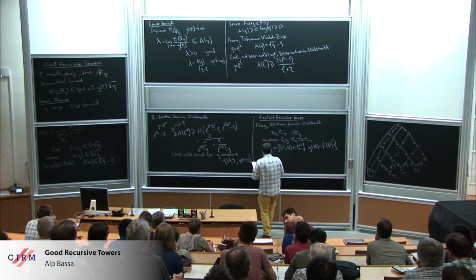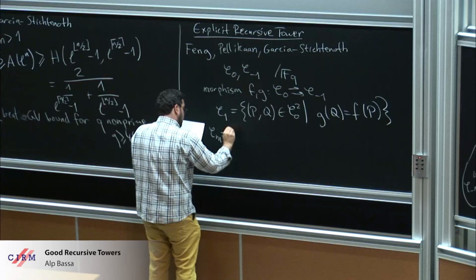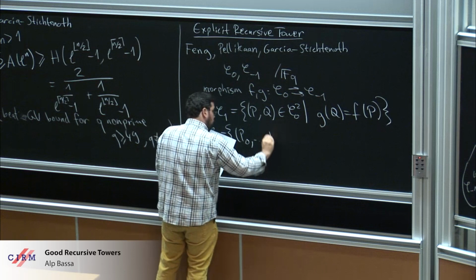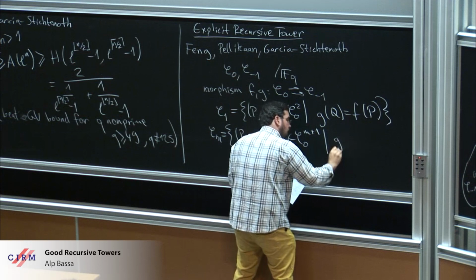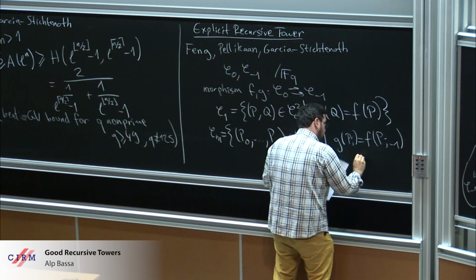In general, Cm would be just a sequence of points P0, ..., Pm in C0 to the m plus 1, such that g of Pi is equal to f of Pi minus 1 for i running from 1 to m.